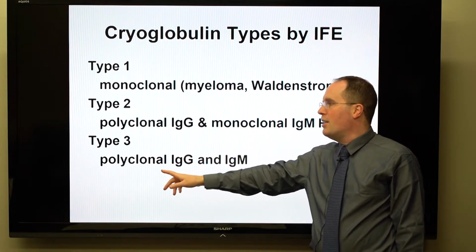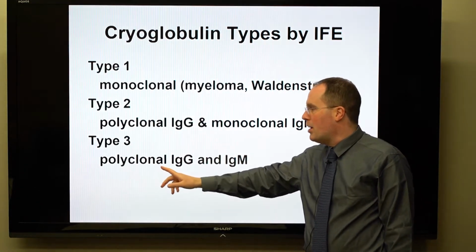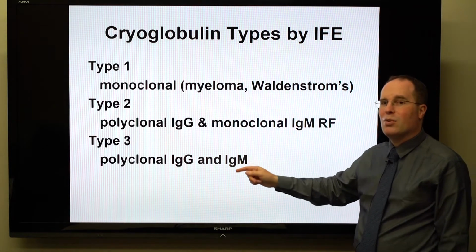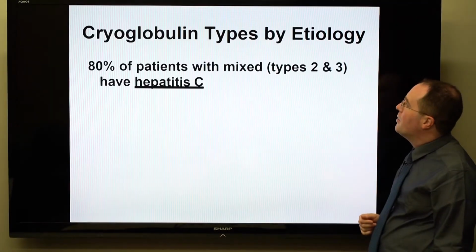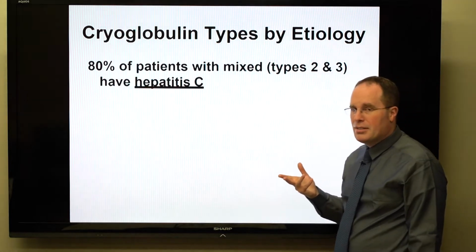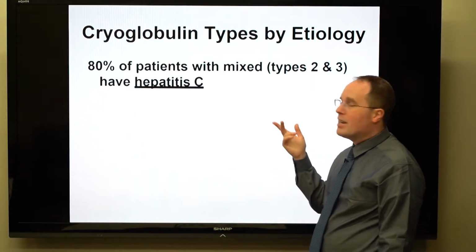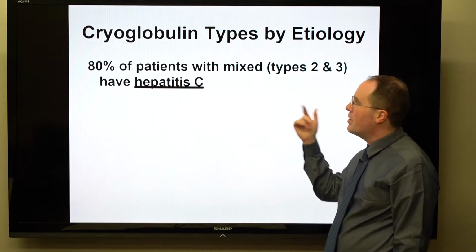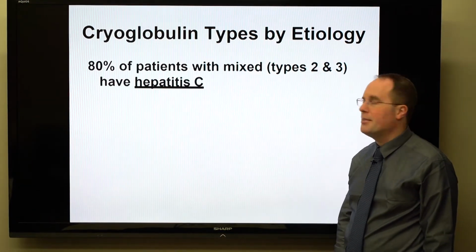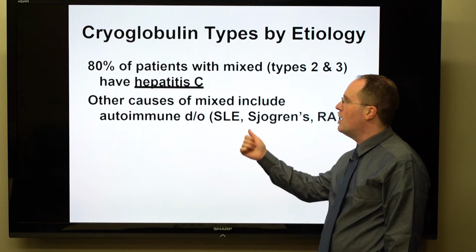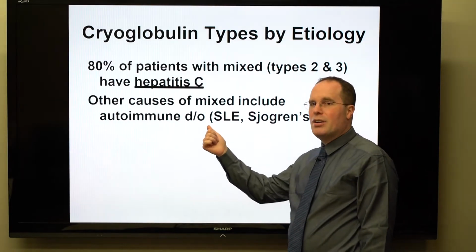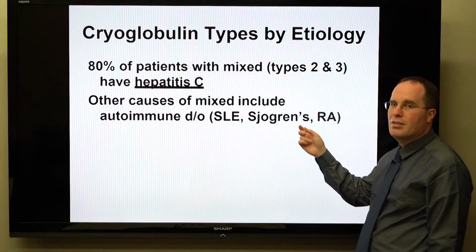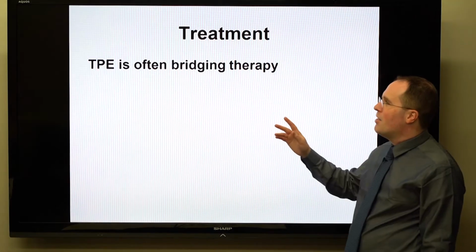And then type 3 is polyclonal IgG, just like type 2, but you also have polyclonal IgM. And about 80% of patients that have one of the mixed, have some component of polyclonal, either type 2 or type 3, they end up having Hep C. They end up having hepatitis C. But that's not the only cause. Other causes include autoimmune diseases like lupus, Sjogren's, and rheumatoid arthritis.